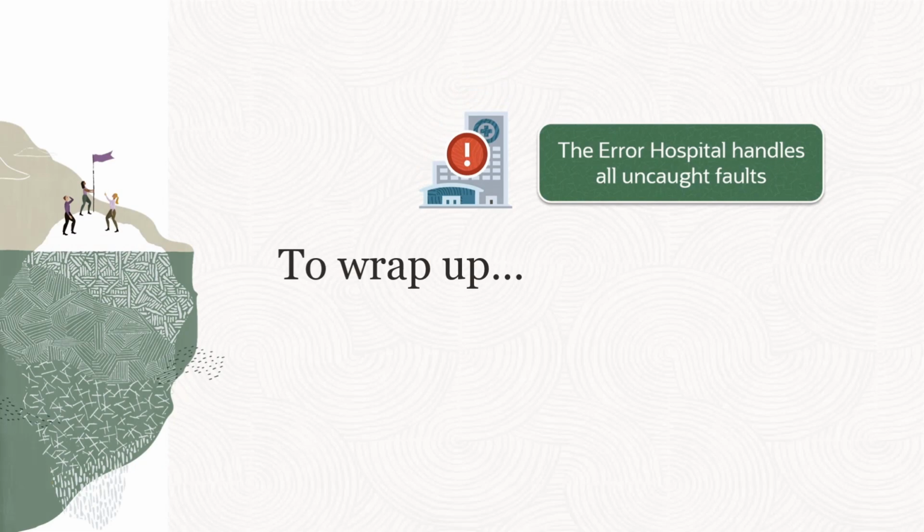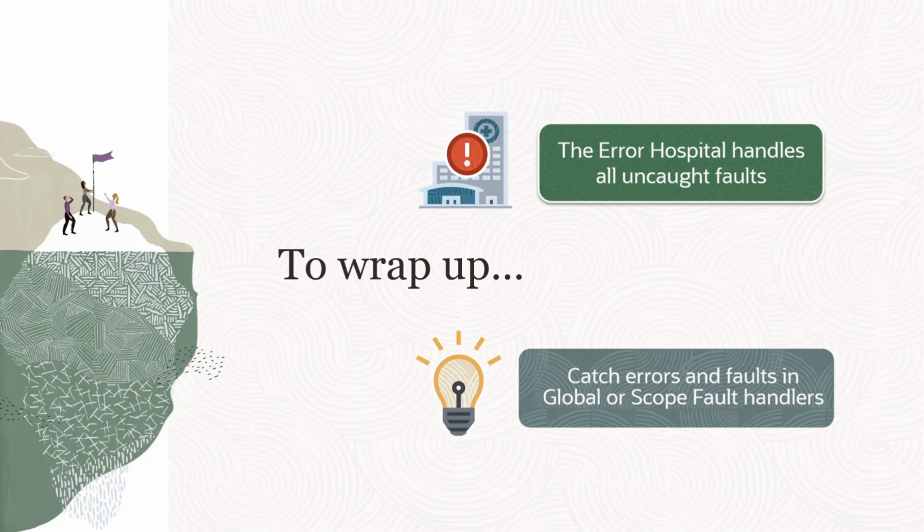So to review, by default, when there is an error or fault at runtime, it is delivered to the OIC error hospital and your integration instance is terminated. However, the best practice is to catch all faults, then implement fault handling or mitigation logic as required by the integration use case. That's it for this lesson.